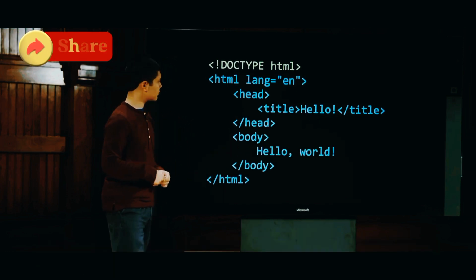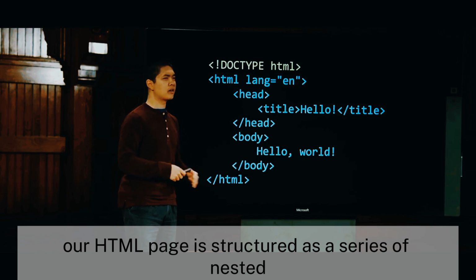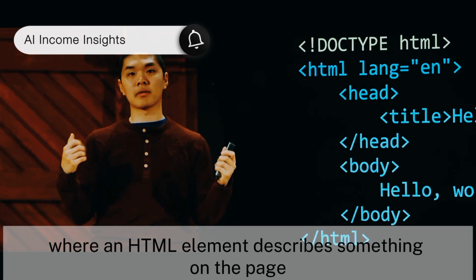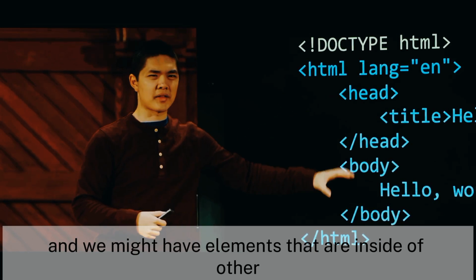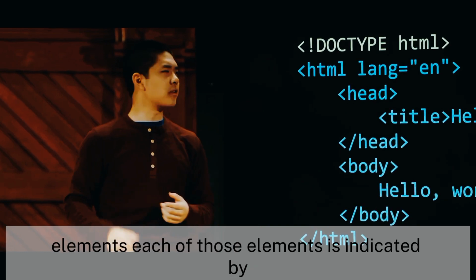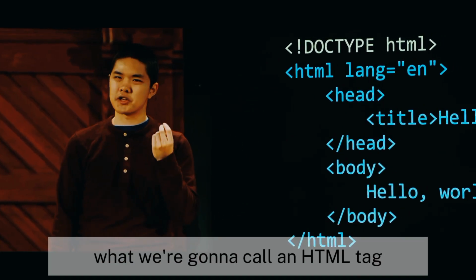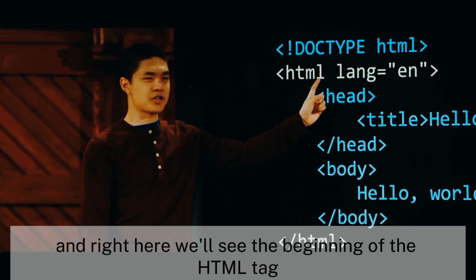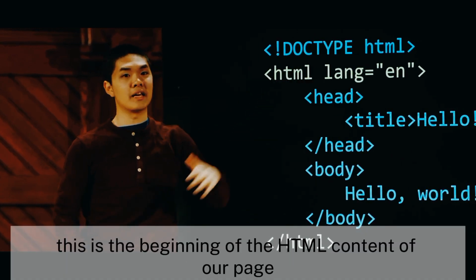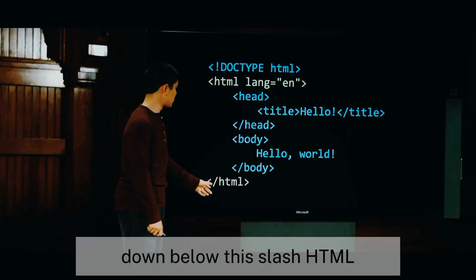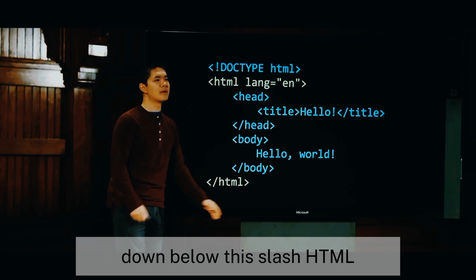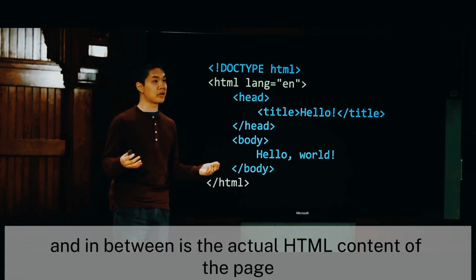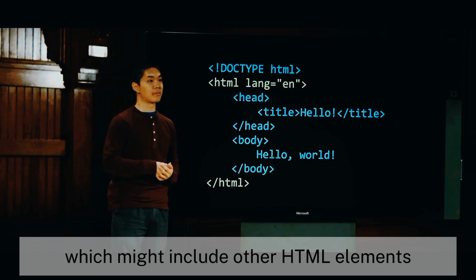After that, our HTML page is structured as a series of nested HTML elements, where an HTML element describes something on the page, and we might have elements that are inside of other elements. Each of those elements is indicated by what we're going to call an HTML tag, enclosed using those angled brackets. And right here, we'll see the beginning of the HTML tag, which means that this is the beginning of the HTML content of our page. Down below, this /HTML means that this is the end of the HTML content of the page. And in between is the actual HTML content of the page, which might include other HTML elements.